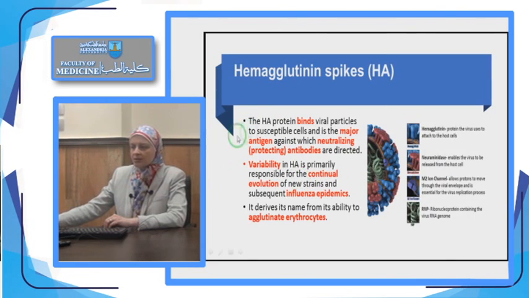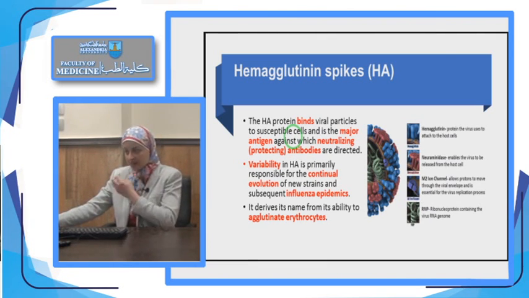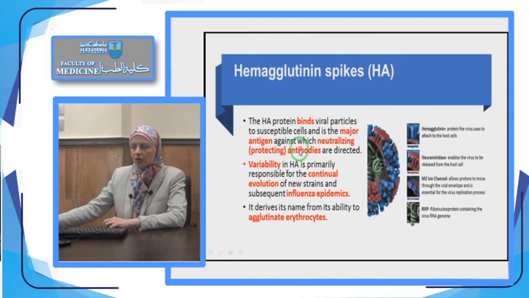So what is the function of the hemagglutinin spike? It binds the viral particles to the susceptible cell. It is the viral attachment protein which binds the virus to the cell receptors. It is the major antigen against which neutralizing or protecting antibodies are directed. The variability in this hemagglutinin is primarily responsible for the continual evolution, the changes that happen, and that can cause epidemics. It derives its name from its ability to agglutinate erythrocytes.